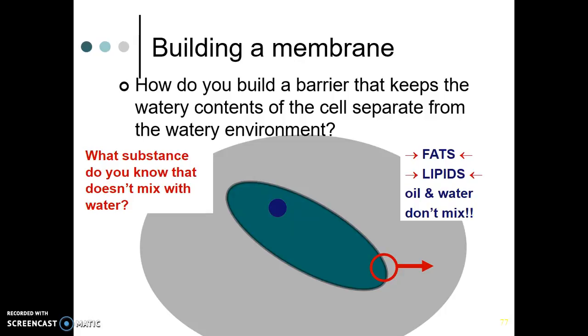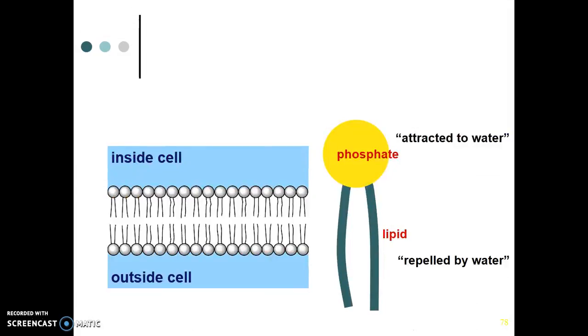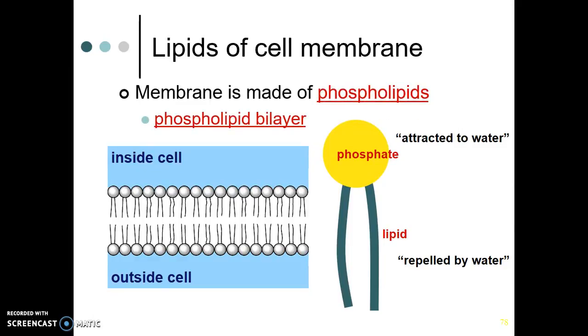So let's zoom in on this plasma membrane. The plasma membrane is made up mostly of lipid. It's made of a special lipid called a phospholipid. It has a phosphate for the head, and then it has two tails. Okay, so another name for the cell membrane is the phospholipid bilayer.